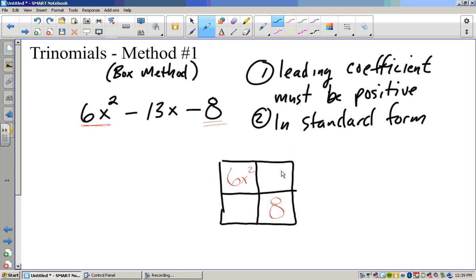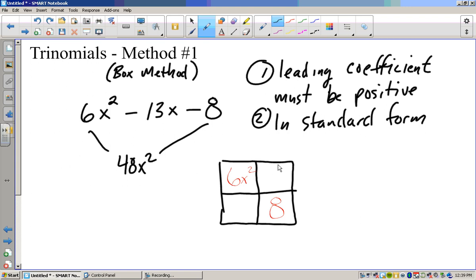Now, to fill in these last two squares is where we have to do a little tweaking of what we have. And so to get that, we're going to first multiply 6x squared and 8 together, and we're going to get 48x squared. Again, I'm ignoring signs. I'm going to do that in the end. Those are going to tell us some different information, but we'll start with doing this.